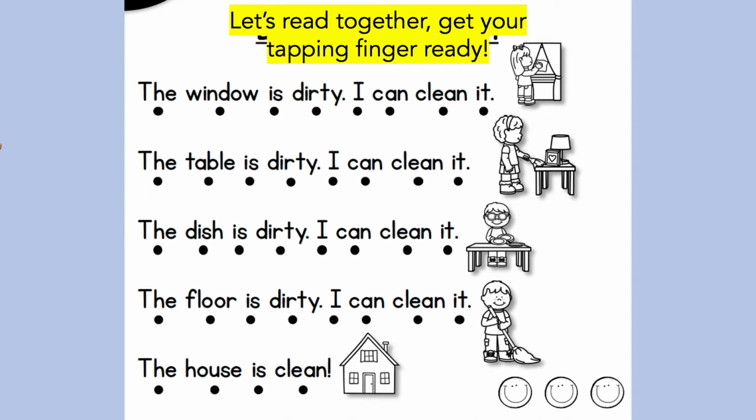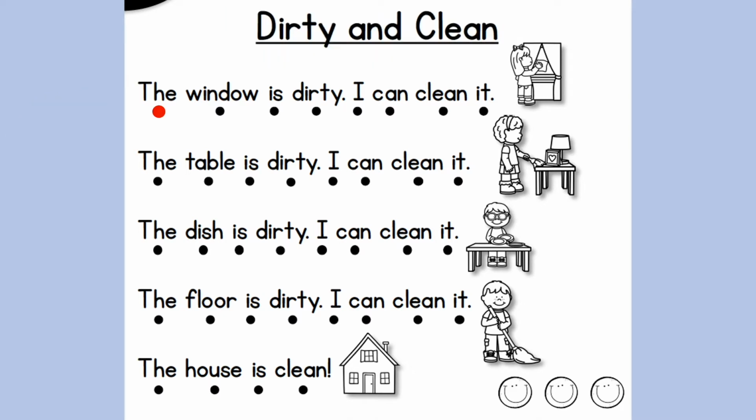Now, let's read the first two sentences together. Follow the red dot as we read each word. We will read each sentence 2 times. Get your tapping fingers ready. The window is dirty. I can clean it. The window is dirty. I can clean it.